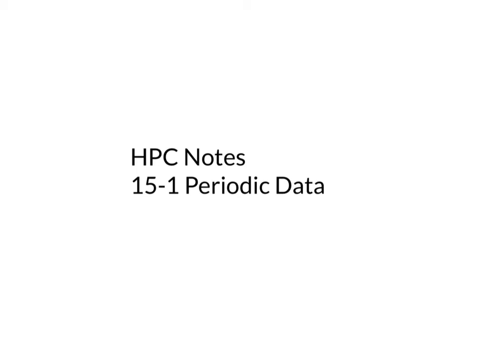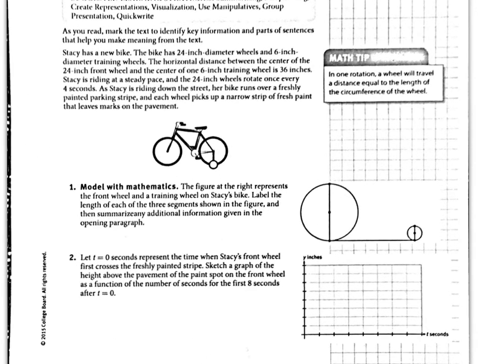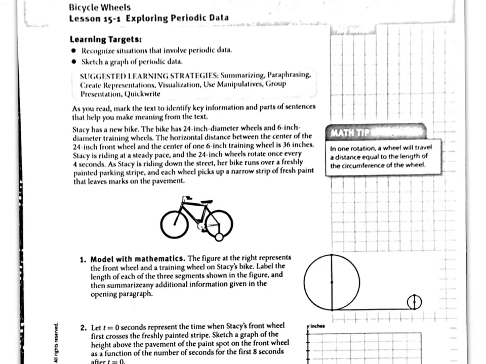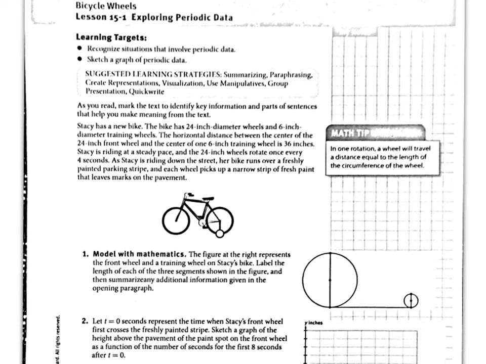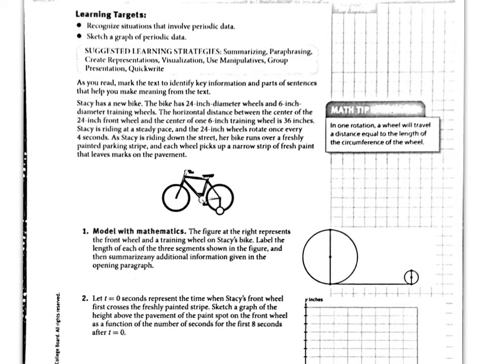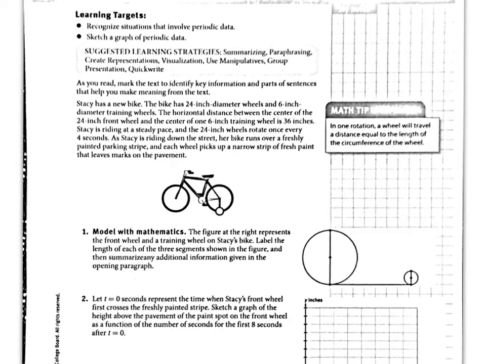Hi everybody. Today we're going to talk about periodic data, and we're going to use kind of a weird example. So you'll need to start on page 199 of your book. And this whole story deals with kind of one situation, and it's right up here in the beginning. So we've got Stacy has a new bike. All right, so this is where we're at.